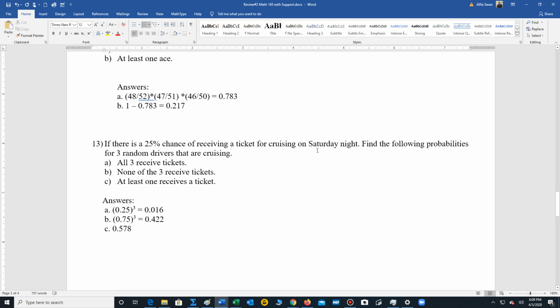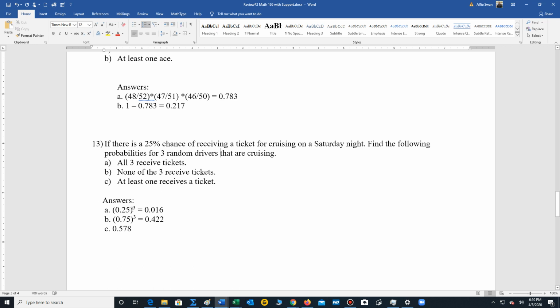If there is a 25% chance of receiving a ticket for cruising on Saturday night, find the probabilities for 3 random drivers that are cruising. All 3 receive a ticket. Well, these are independent events because we're picking a small sample from a large population. So the part A is 0.25 to the third, 0.016.